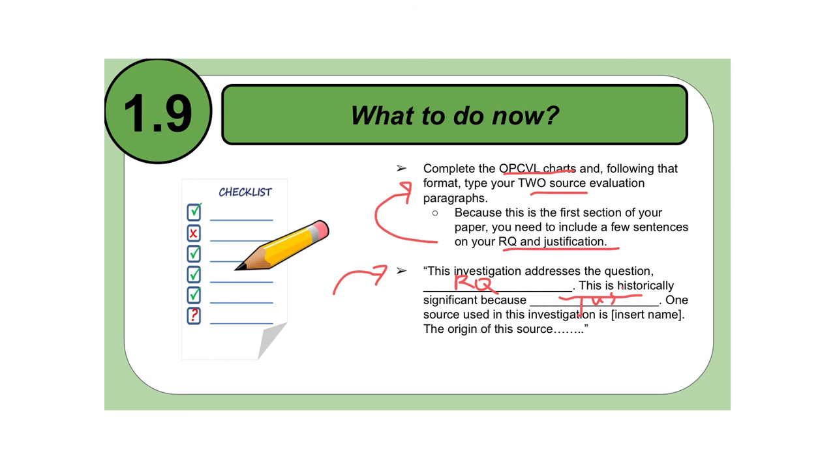This is where the justification is. And then the next thing you say is: one source used in this investigation is, and then the name of the journal or whatever the origin of this source is, and then just start the OPCVL process. This literally is how your part A should begin. Don't be fancy, just follow this, and you will be guaranteed success on this particular part.